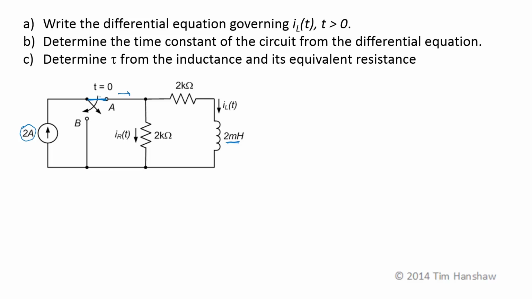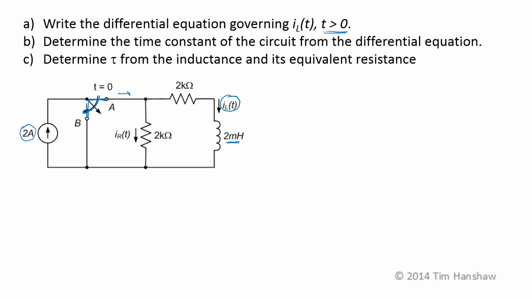For t greater than 0, the switch moves to position B and the source is isolated from the rest of the circuit. We have a number of things we want to find out about this circuit. The first one is the differential equation governing the current I sub L of t for t greater than 0. Always pay attention to what time you're working with.